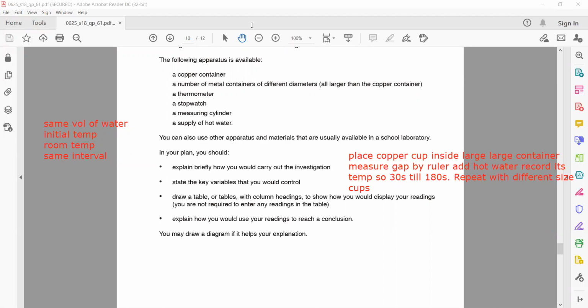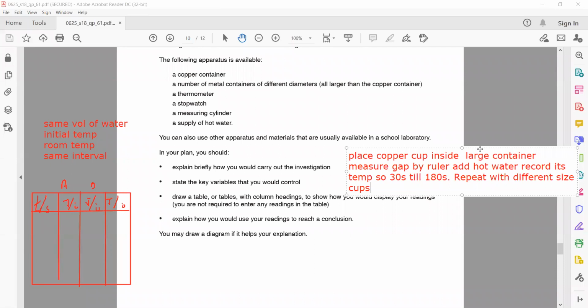Then draw a table or tables with column headings. So what we will do, table or tables, for example, cup size A. So this one will be the time, which is in seconds. Then temperature for cup A, then temperature for cup B. Or you can make a separate table. Yes, we will use the thermometer. I forgot to put a thermometer. Here I mentioned record temperature, so we record the temperature with the help of a thermometer.